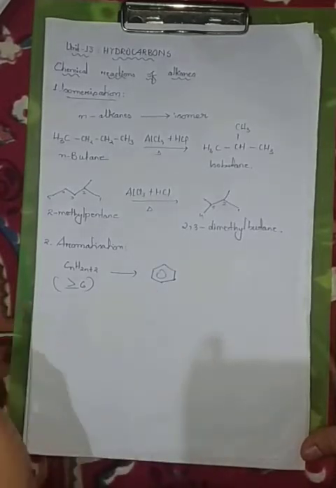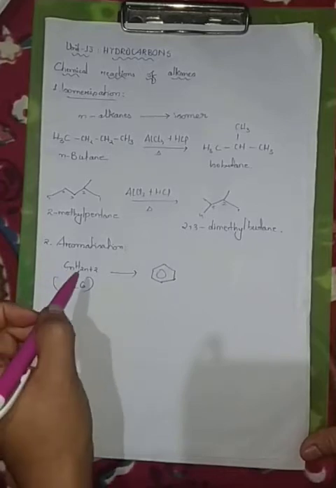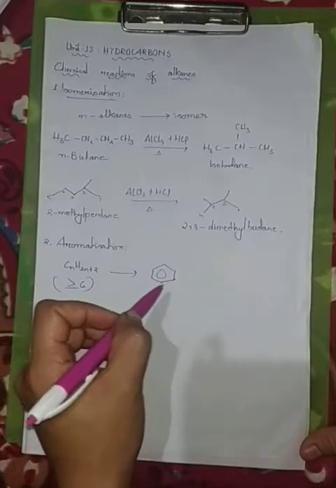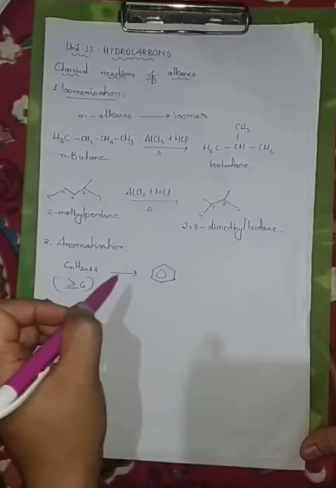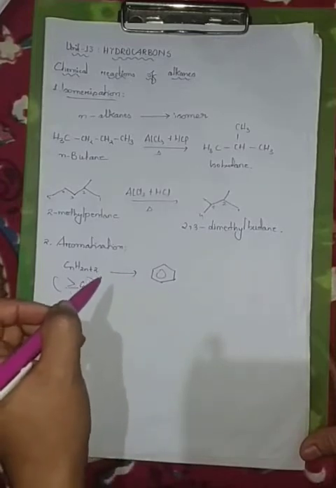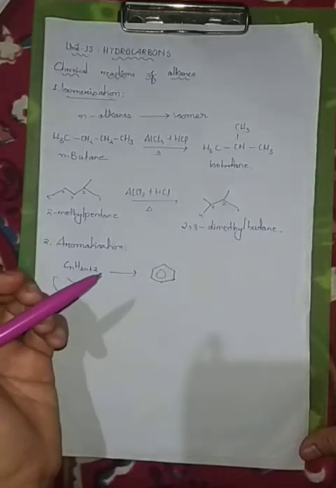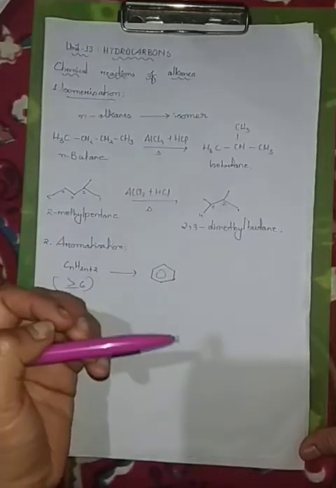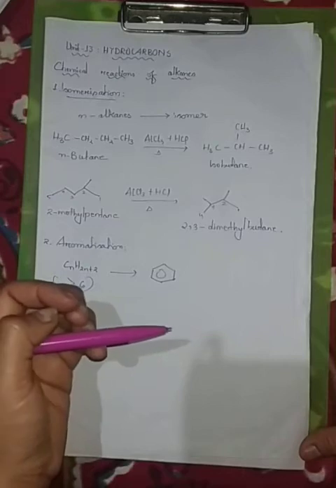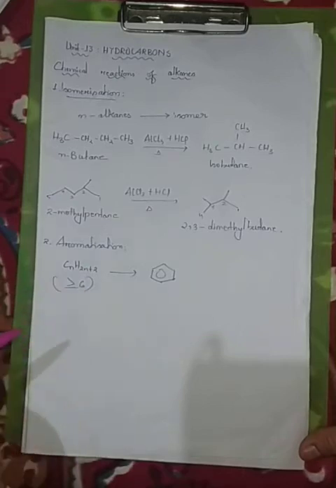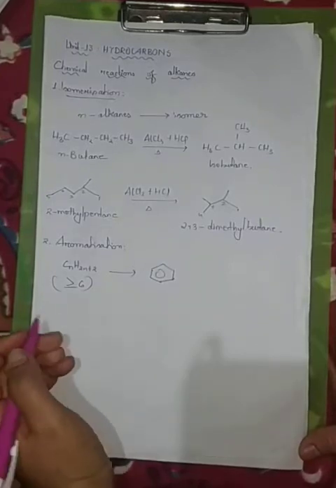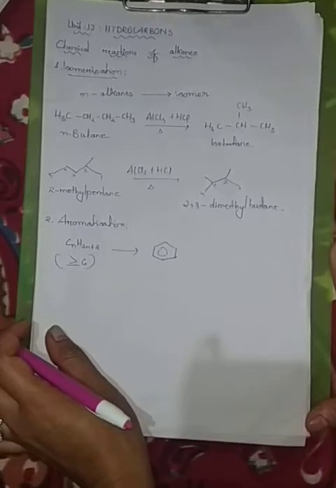This is the conversion of aliphatic compounds to aromatic compounds. Aromatic compounds typically means our benzene ring. Alkanes having carbon number 6 to 10 or more are converted to benzene or its derivatives at high temperature and in the presence of a catalyst. Now let's check out the chemical reaction of this type of aromatization.